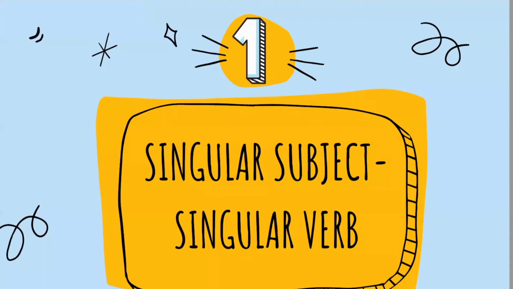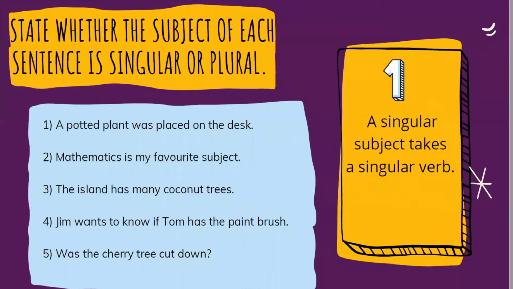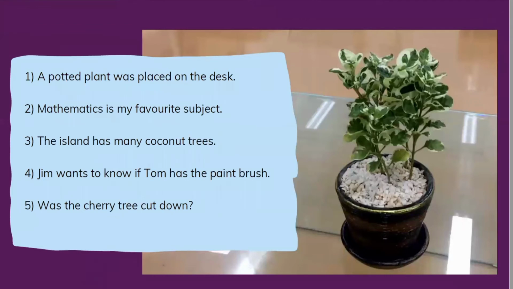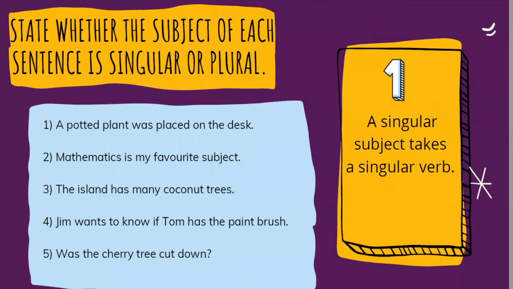use singular verbs. So the first rule, a singular subject takes a singular verb. So state whether the subject of each sentence is singular or plural. Number 1, a potted plant was placed on the desk. What was placed on the desk? A potted plant. One plant. Therefore, a singular subject takes a singular verb, was. A potted plant was.